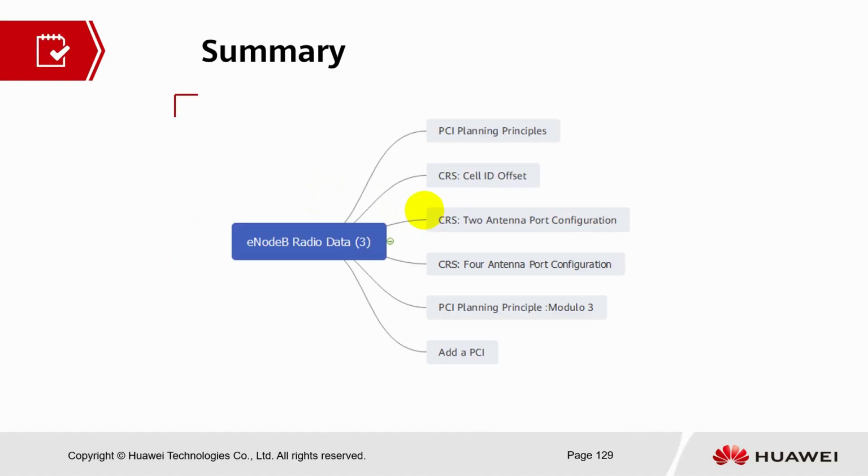So the summary of this section: we have learned about PCI planning principles, CRS, what the cell ID offset is, what the 2 antenna port configuration is, what the 4 antenna port configuration is, what the PCI planning principle modular 3 is, and last but not least, how to add a PCI in a cell configuration.